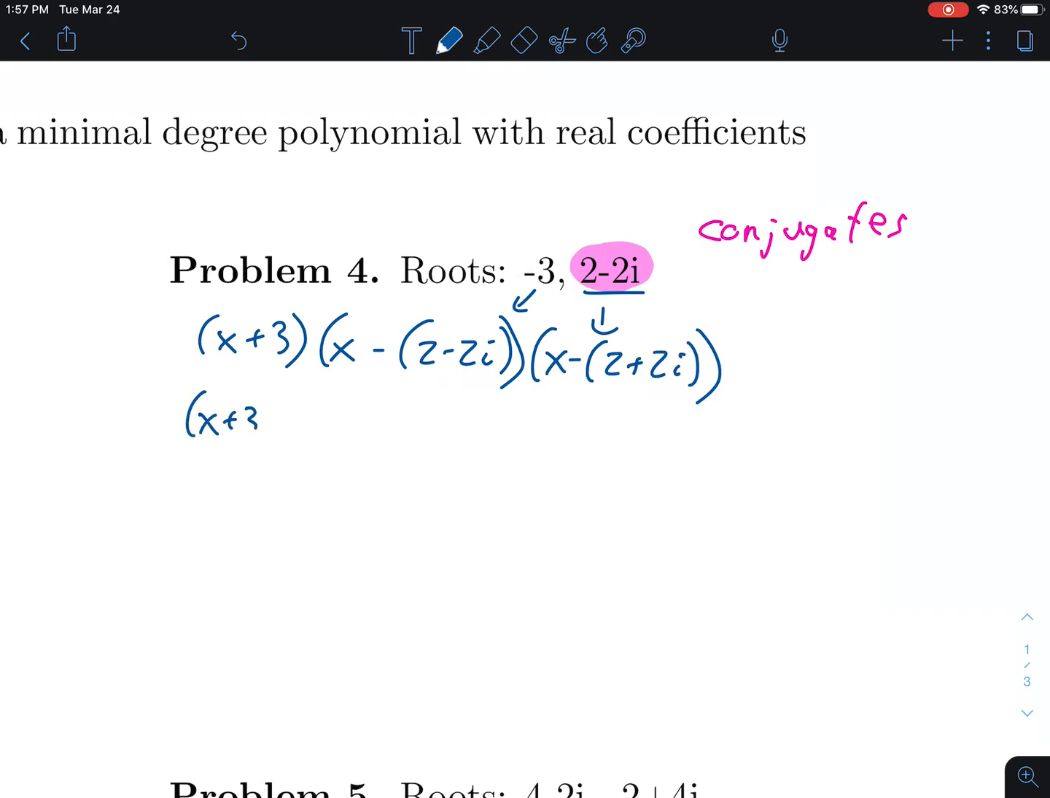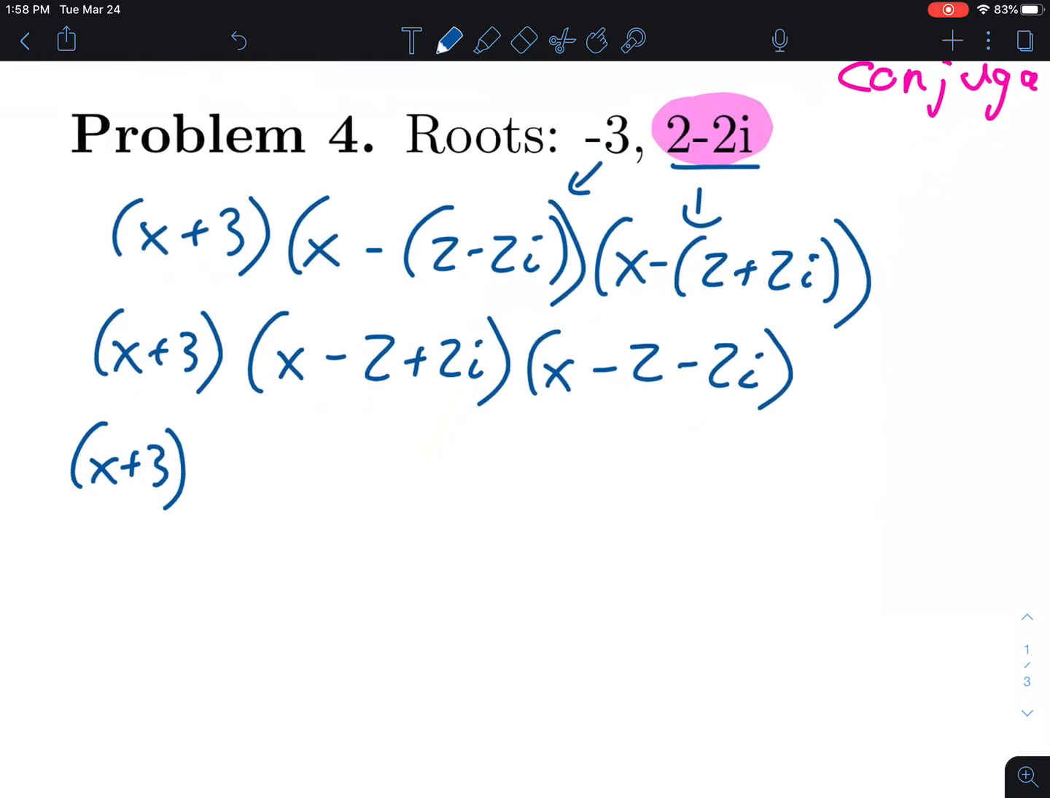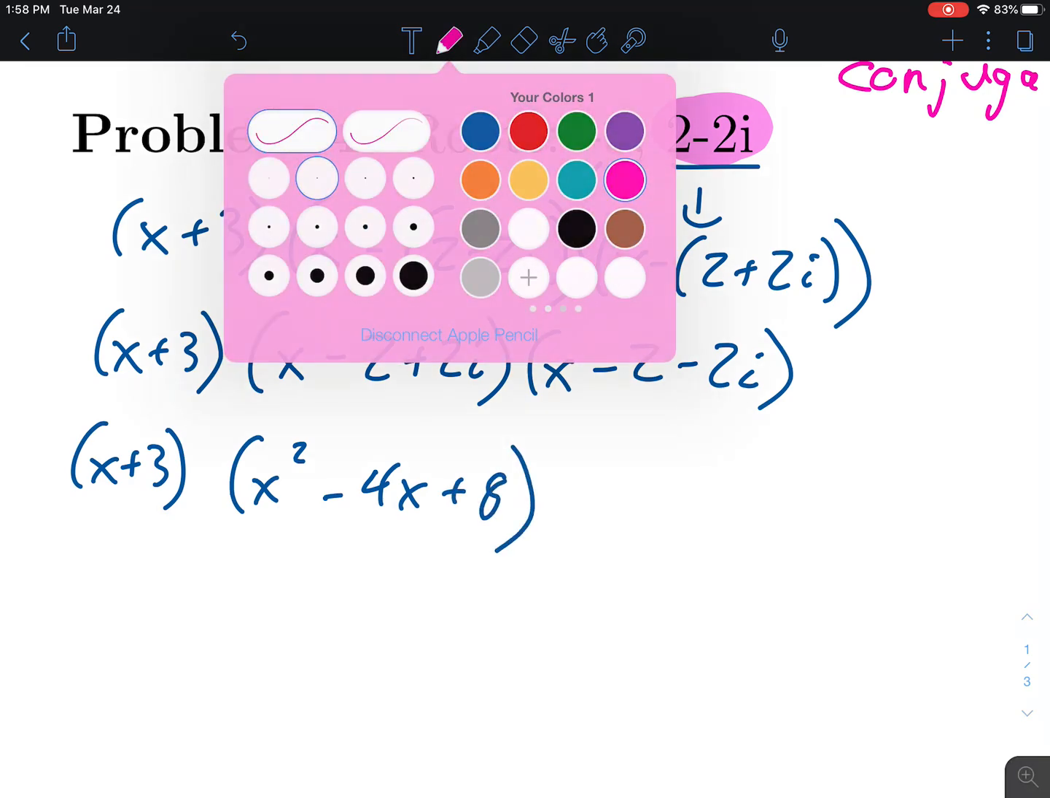I should get something x to the third. I'll do this kind of quick. x minus 2 plus 2i, distributing that minus sign, and x minus 2 minus 2i, distributing that minus sign. We saw this at the end of the first trimester, and we saw it in the virtual day. You just have to FOIL the whole thing. I would do your x plus 3 last, and start on x minus 2 plus 2i. Do that all out. You should get x squared minus 4x plus 8 when you do it all the way out.